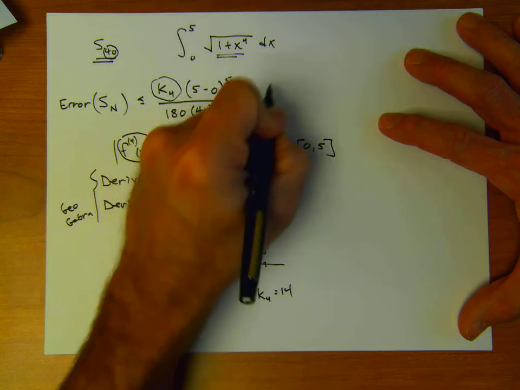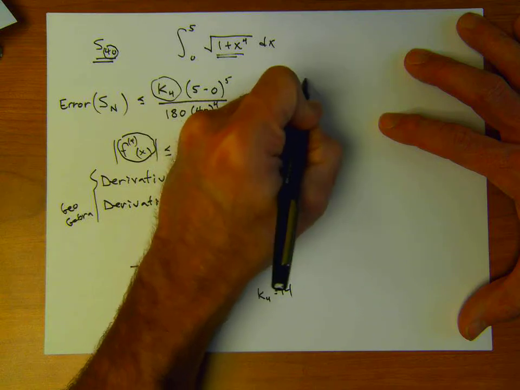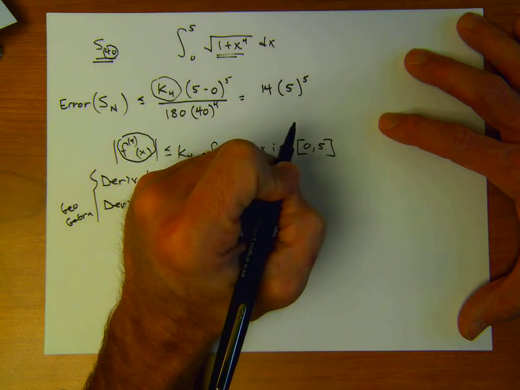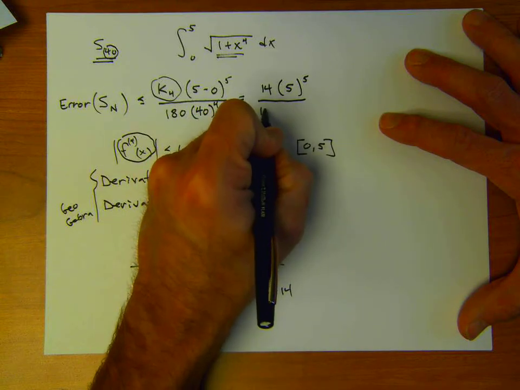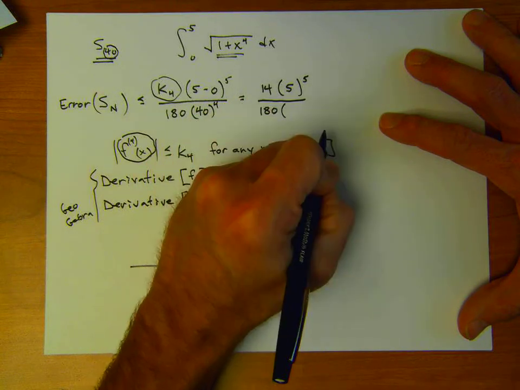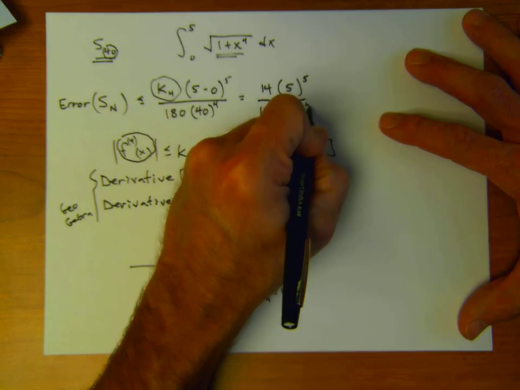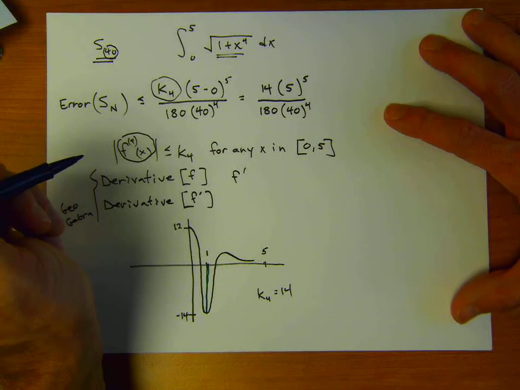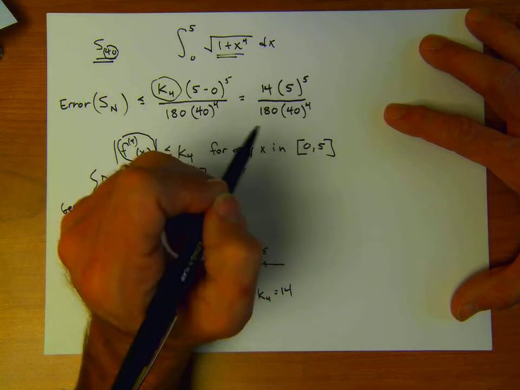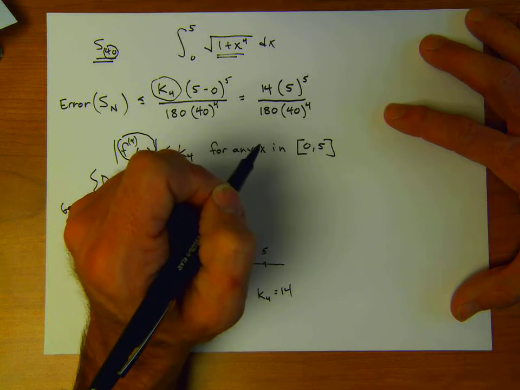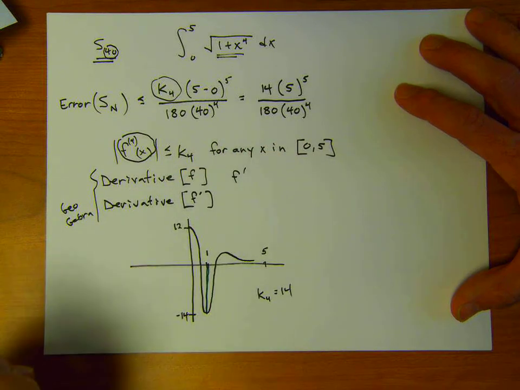So this is going to be 14 times 5 to the 5th power over 180 times 40 to the 4th. I actually worked this out to what number it was, and just realized that I actually took 5 squared into the 5 to the 5th. So what I did is not right. But you can do this on your calculator. It's going to be a small number.